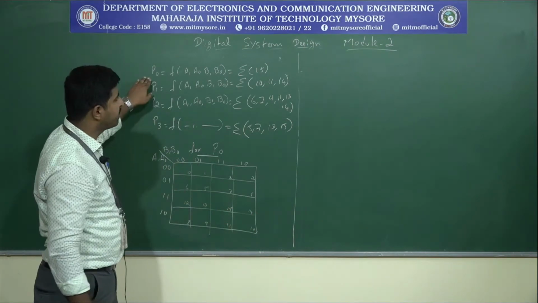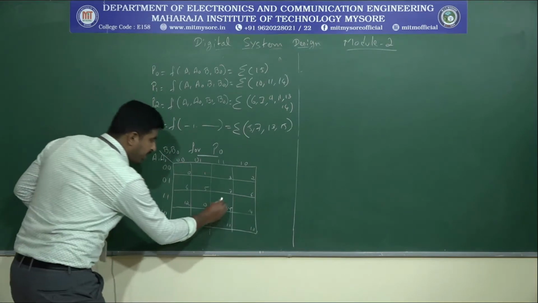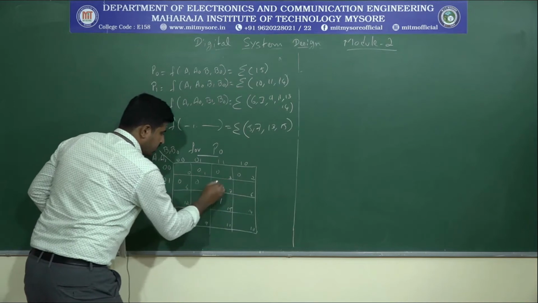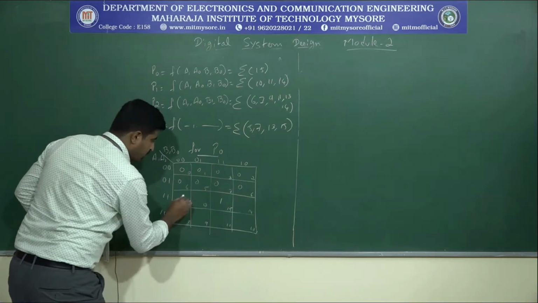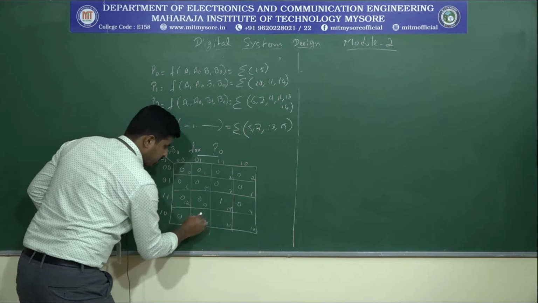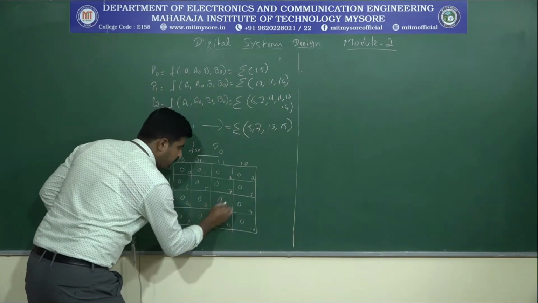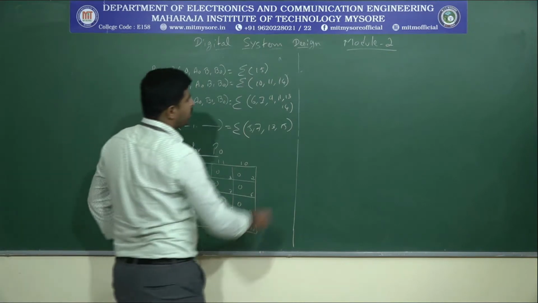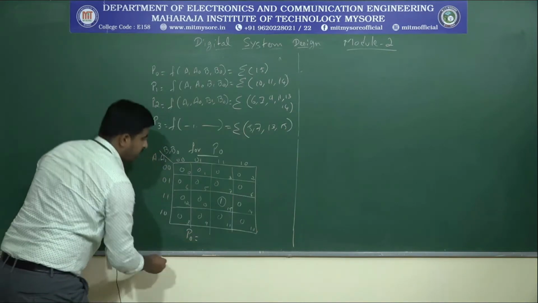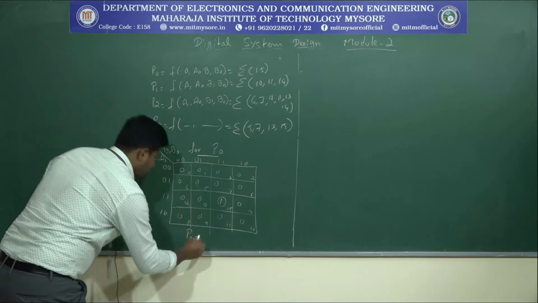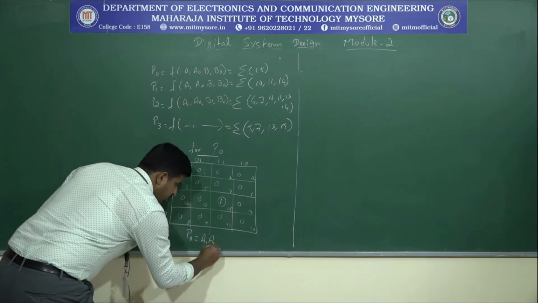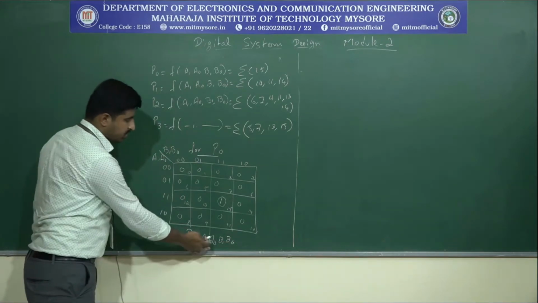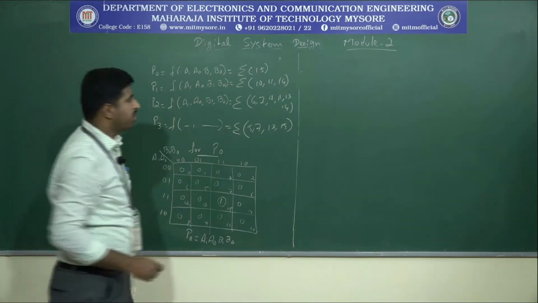Now, the function P15 will be 1 and the remaining will be 0, right. So, there is only one group. The only group we can have, and the equation corresponding to that will be P naught equals A1 A naught B1 B naught, right. So, now let us move to the P1.